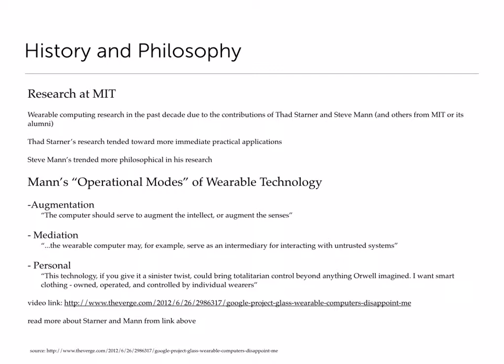Augmentation: the computer should serve to augment the intellect or the senses. Mediation: the wearable computer serves as an interface with untrusted systems. And personal. This quote here says, this technology, if you give it a sinister twist, could bring totalitarian control beyond anything Orwell imagined. I want smart clothing, owned, operated, and controlled by individual wearers. And there's a link there with more research on Starner and Mann, which I highly recommend. Really great stuff there.